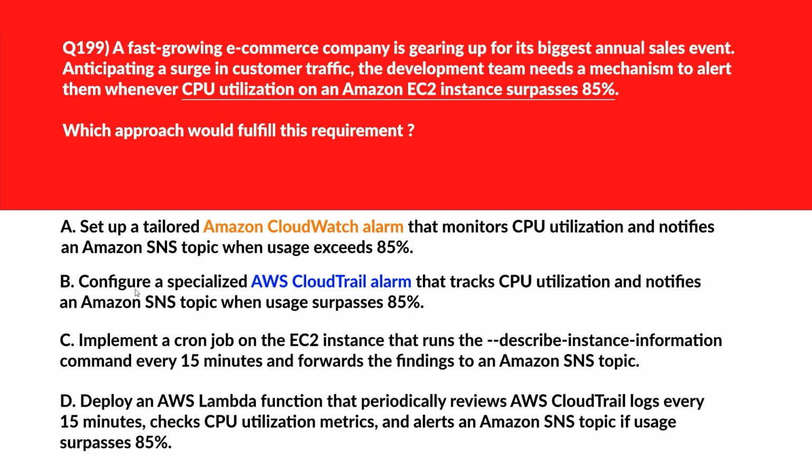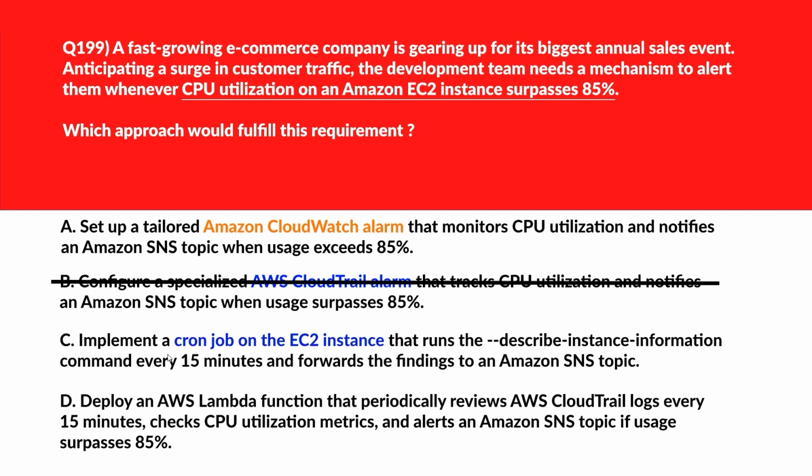We'll move to option B. B says configure a specialized AWS CloudTrail alarm. CloudTrail doesn't log detailed performance metrics like CPU utilization, so it cannot trigger such an alarm. So B is wrong. We'll move to C.